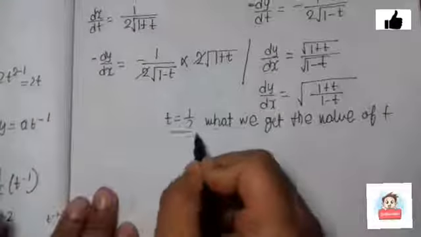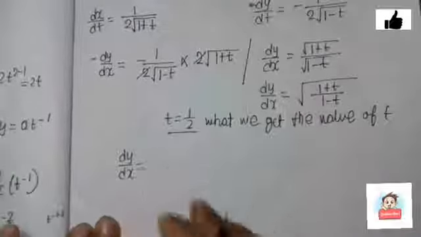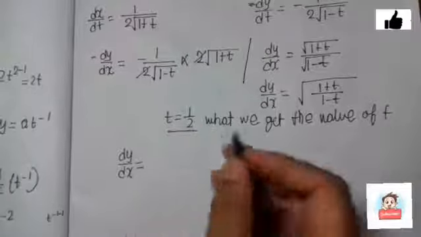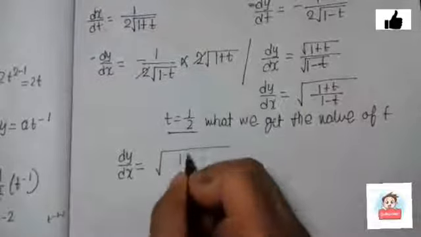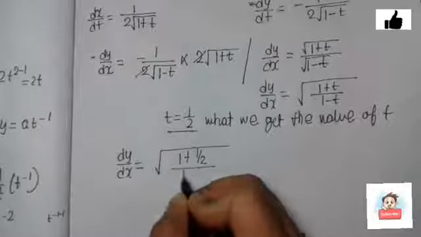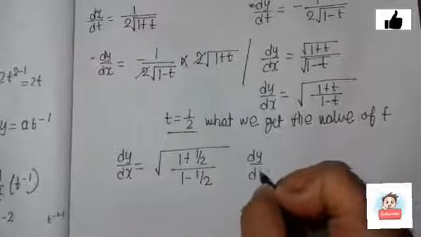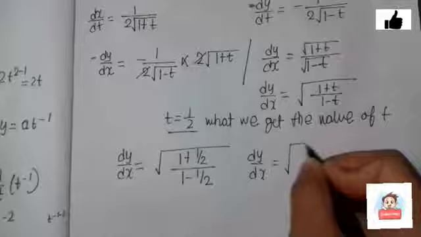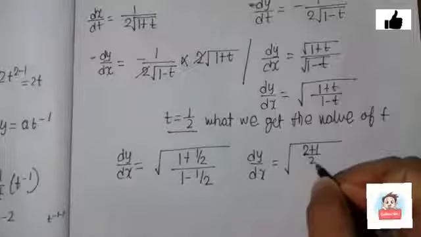Now we will put the value of half. Dy by dx equals to, please bear with my voice because I'm getting a cough. The value of half is root over of 1 plus half by 1 minus half. Dy by dx equals to root over of 2 plus 1 by half by 2 minus 1 by half.